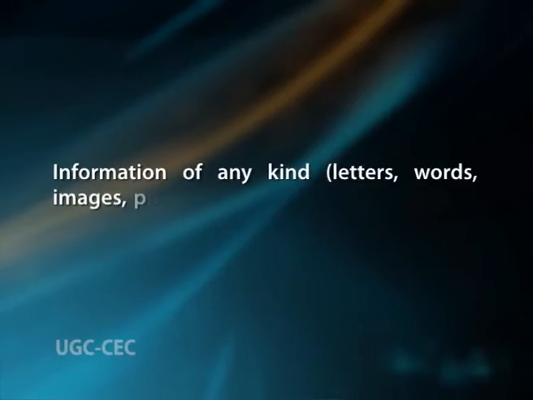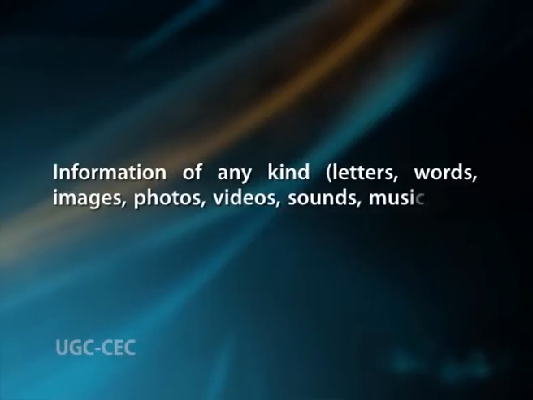Information processing has developed with computers. Information is digitalized, expressed through a series of 0s and 1s and then processed, the basic component of a processor being a transistor. Information of any kind, letters, words, images, photos, videos, sounds, music, etc., can be expressed in binary digits. Digitalized information is easier and quicker to transport, which makes it possible to transport any kind of information, words, images, sounds, etc.